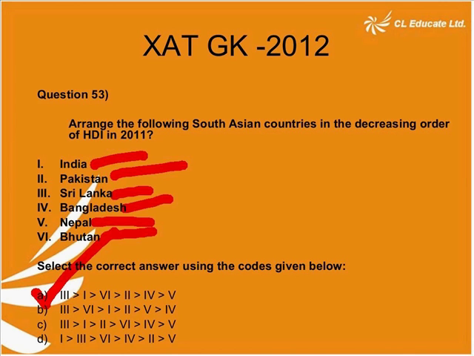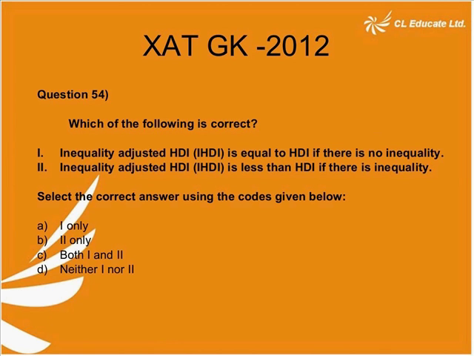Now, which of the following is correct? Inequality adjusted HDI is equal to HDI if there is no inequality. Inequality adjusted HDI is less than HDI if there is inequality. Now what is inequality adjusted HDI? It accounts for inequalities in the basic parameters used in HDI. If they are avoided, then only it can be really measured. If this is taken as the point, then only 2 is the correct one.